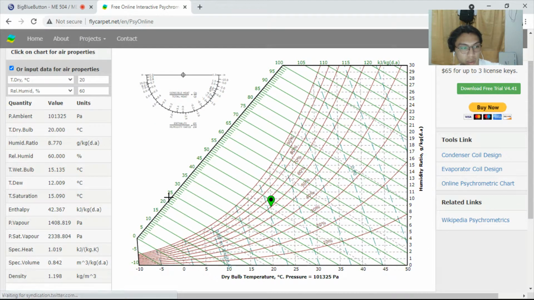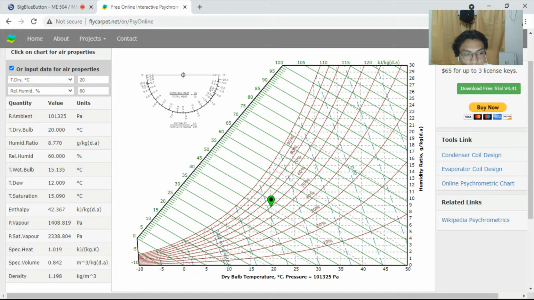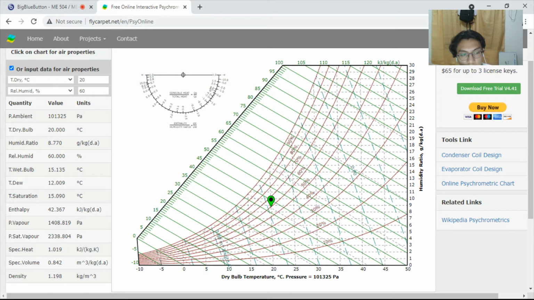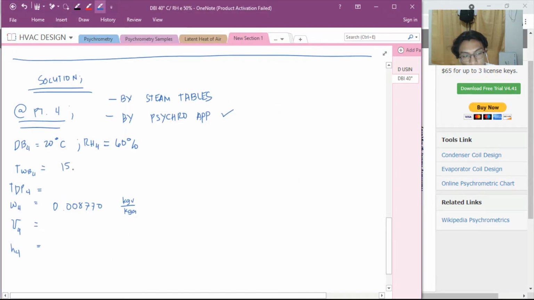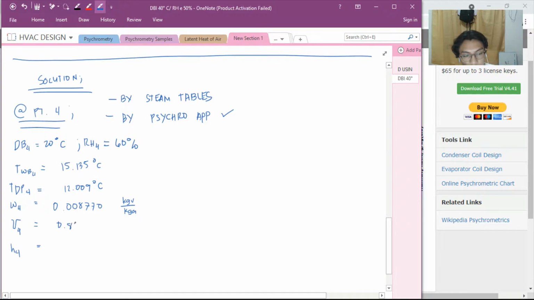Okay, the answer is humidity ratio, 0.008770 kilogram vapor per kilogram air. Si wet bulb and then dew point: 15.135 and 12.009 degrees Celsius. V4, medyo matagalan talaga to. Specific volume, 0.842 meter cube per kilogram.